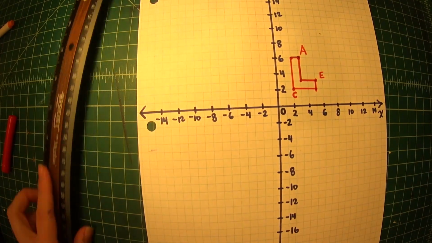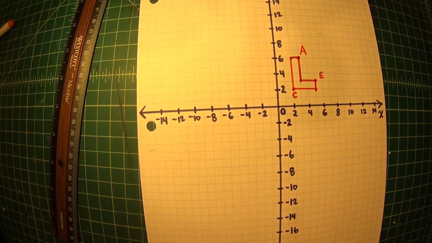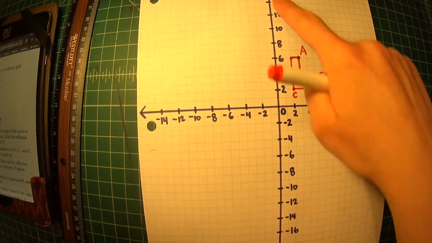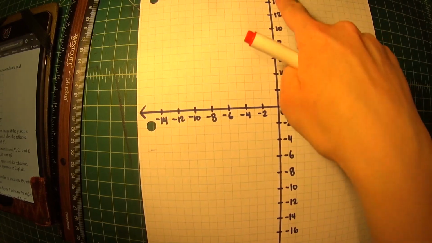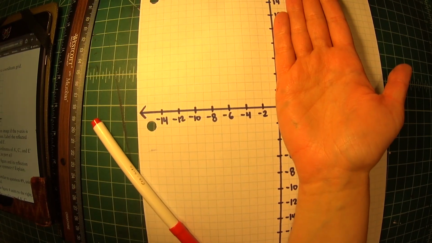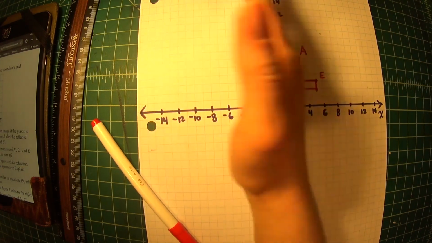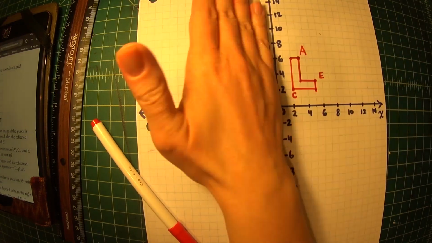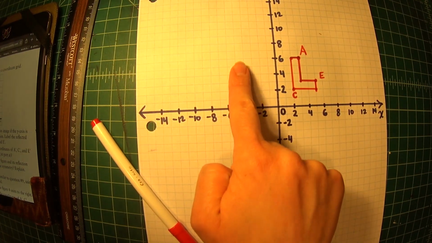There we go. So the first part is done. So now A says to draw the reflection image if the y-axis, so remember the y is this vertical one, is the line of reflection. So if that's the line of reflection, that means I'm flipping my image over the y-axis. So I'm going to have the mirror image over top of there, over here.